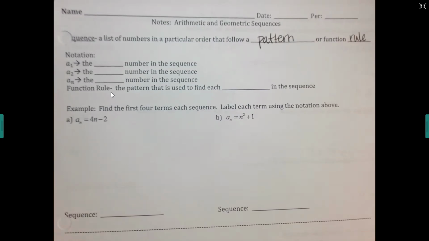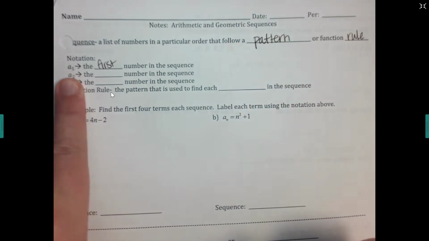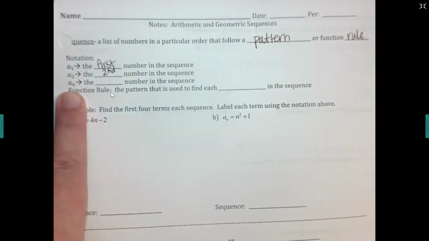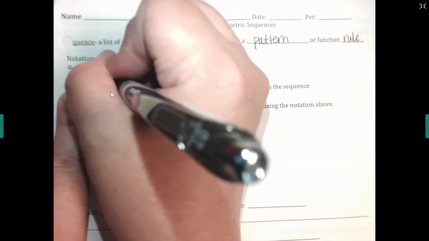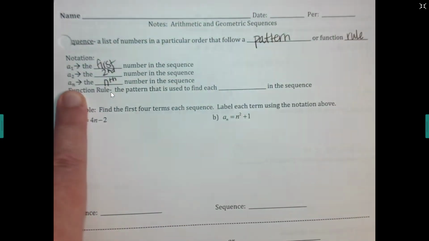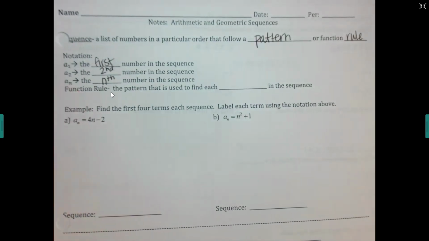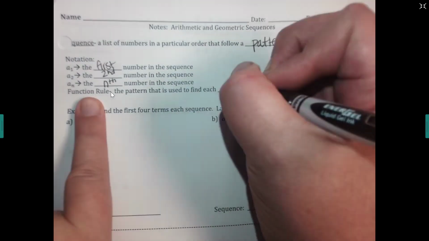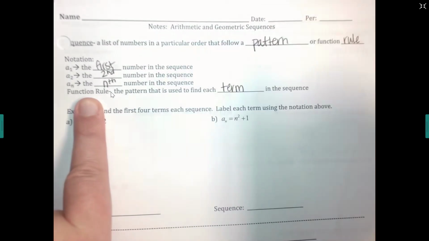When you're talking about numbers in the sequence, you're going to call them A1 if they're the first number in the sequence. So if A1 is the first number, what do you guess A2 is? Good, the second. What about An? It would be the nth number in the sequence. So the little number is referring to its position within the list, okay? Then the function rule is the pattern that you use to find each term in the sequence.